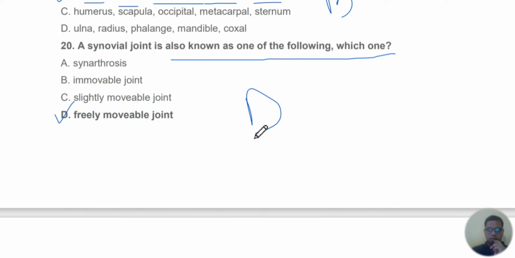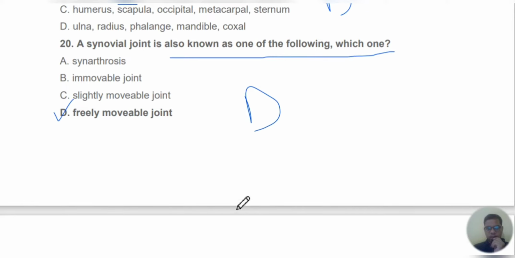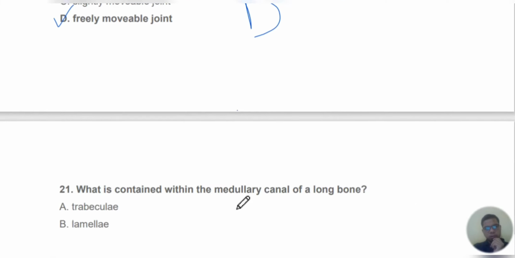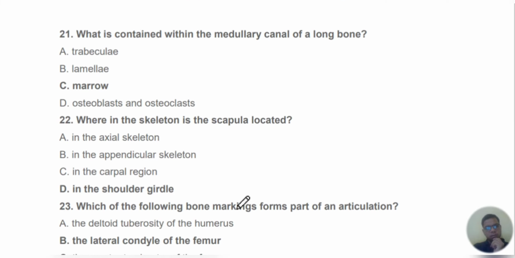आंसर इज डी। फ्रीली मूवेबल जॉइंट मतलब होता है जो फ्रीली मूव करता है। जैसे ये देखिए, ये फ्रीली मूवेबल हो रहा है। जो जॉइंट्स फ्रीली मूव करते हैं, उनको कहते हैं फ्रीली मूवेबल जॉइंट, okay?